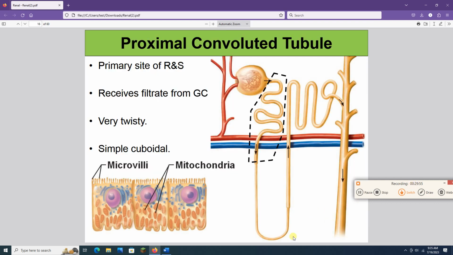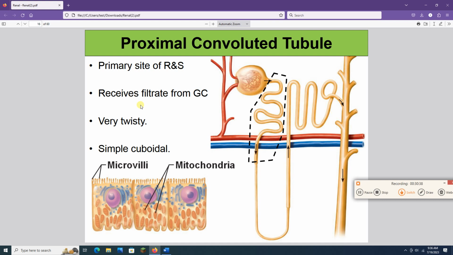Let's keep going. Let's talk about the rest of these nephron structures. Coming out of the glomerular capsule, we have the proximal convoluted tubule, which I have put some dashed lines around. It is proximal because it's near the glomerular capsule. It is convoluted because it's twisty. So it gets the filtrate from the glomerular capsule. And the proximal convoluted tubule is where I do the vast majority, the lion's share, of my reabsorption and secretion.